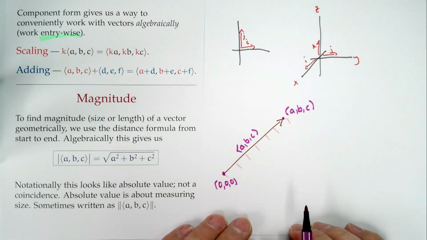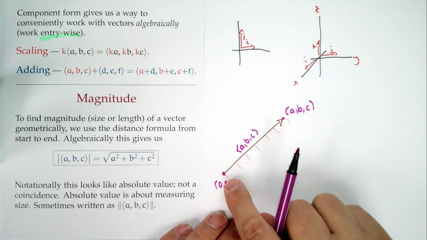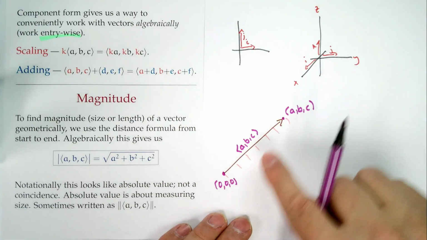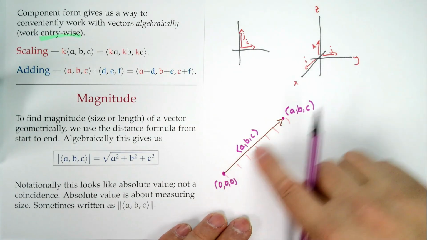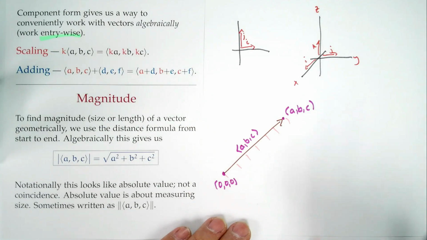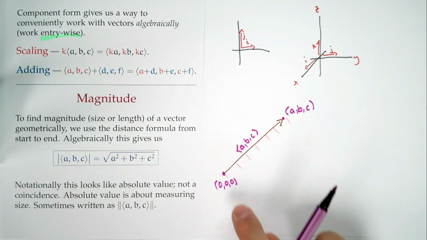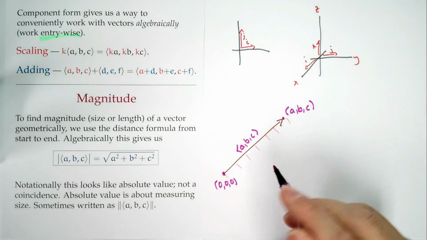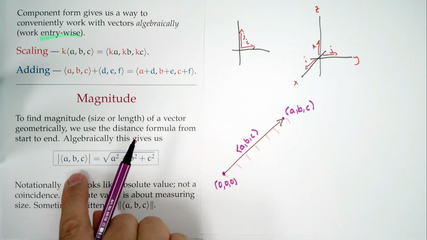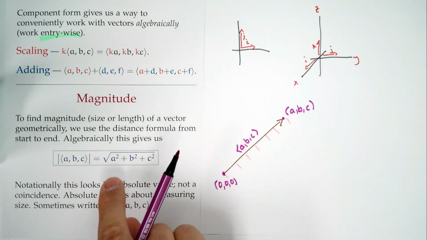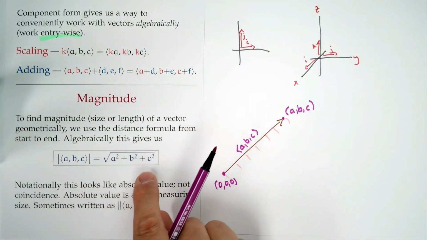All right. Now I can actually say the length of the vector is this distance between the 2 points. So we can apply the distance formula. The distance formula from the start to the stop gives us that the magnitude of the vector ABC is the square root of a squared plus b squared plus c squared.